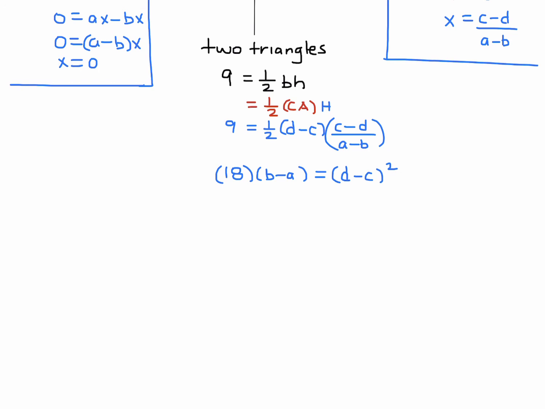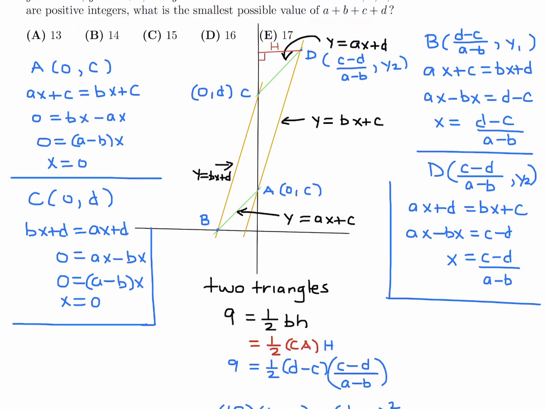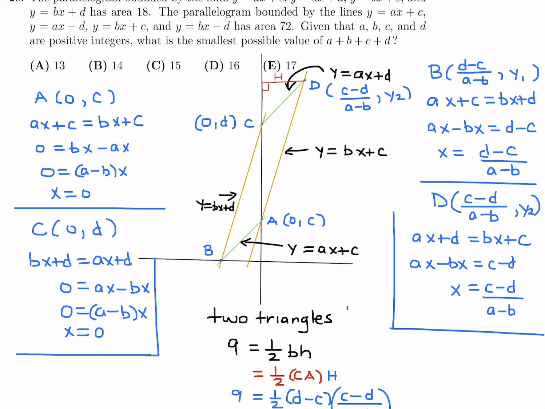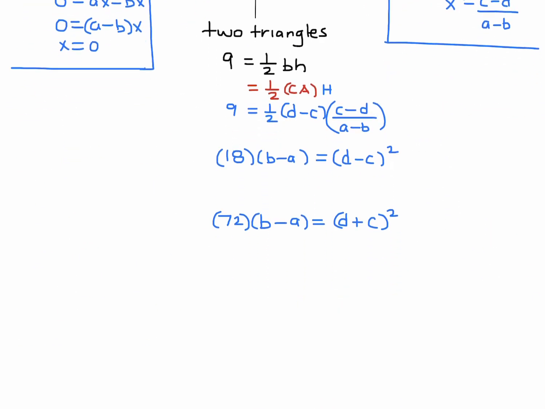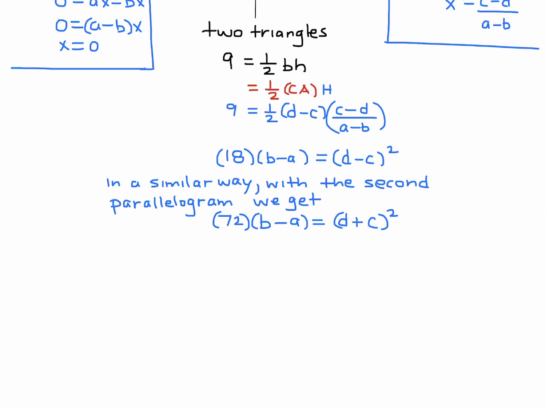Now in a very similar way, we can do the exact same thing for the second parallelogram. And if you do that, I'll skip over all the work because it's exactly the same as what I just did for the first parallelogram. That will give you 72 this time, because that was the area of the second parallelogram they describe in the question. B minus A is equal to D plus C squared. And like I said, the work involved to get that is exactly what I just did here. So for the sake of time, I'll just leave that out. I'll let you do that. So there we go. I'll call this equation 1. I'll call this equation 2.